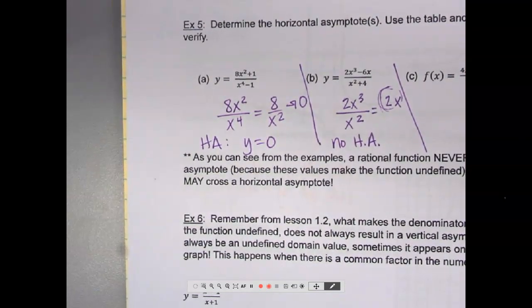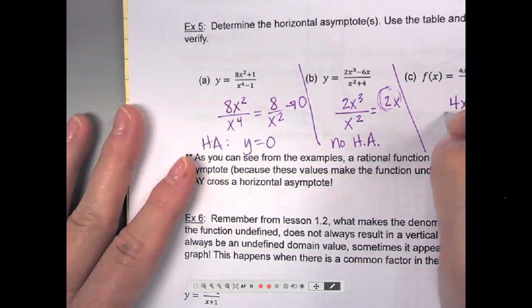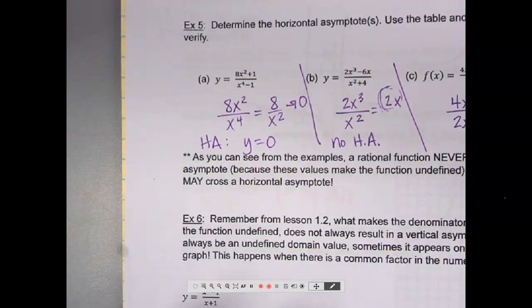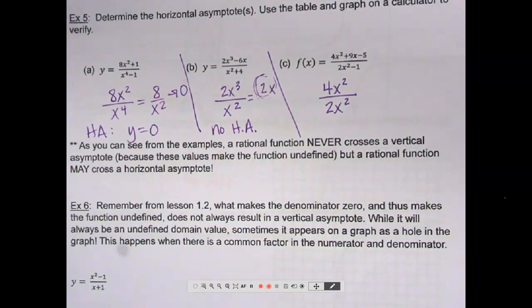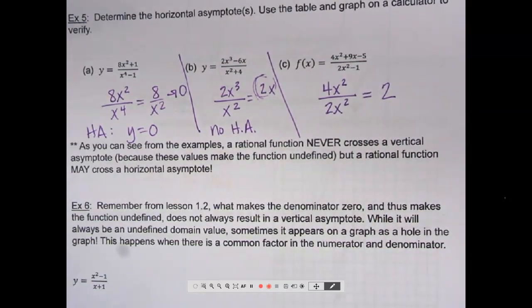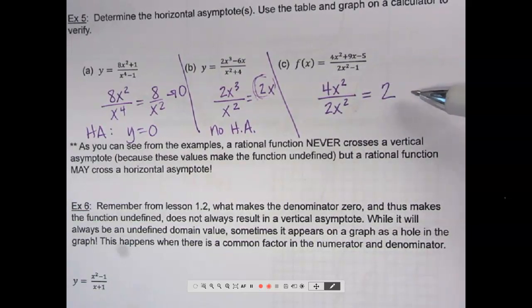Okay, next one. Highest degree term is 4x squared. Highest degree term is 2x squared. So those are kind of controlling the numerator and denominator. They're the dominant terms there. If I reduce that, what does that become? 2. So look at this. That tells me that no matter what I sub in for x, this fraction is just pretty much going to be 2. Guess what my horizontal asymptote is?